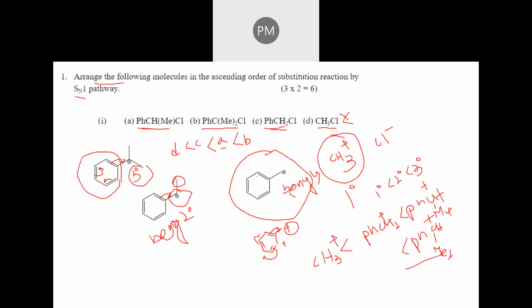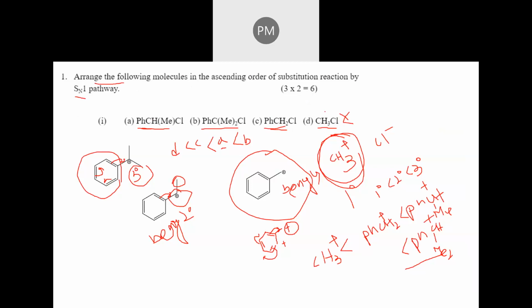Next we have to find out the SN1 pathway and SN2 pathway. SN1 pathway means the carbocation is generated first, whereas SN2 goes through a transition state where one group is coming in and another is going out. So here we have to find out in the SN1 pathway which will be the fastest reaction and which will be the slowest.